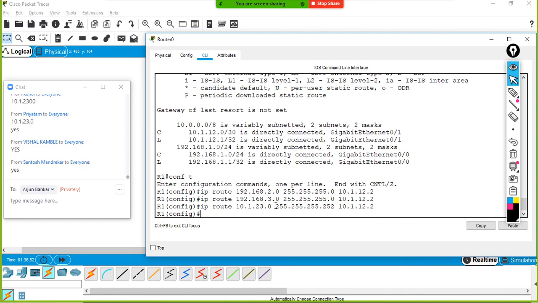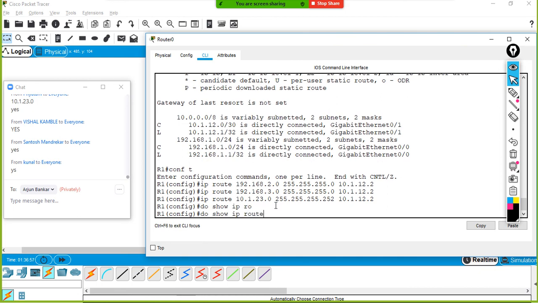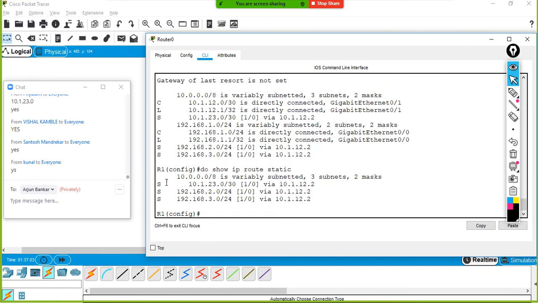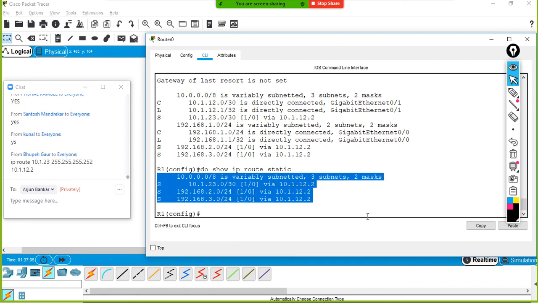Yeah? Good. Now if you type do show IP route, see there. You are able to see the three static routes. If you want to see only static routes, type static. Did you notice that? Everyone? Yep. Now you're able to see that.